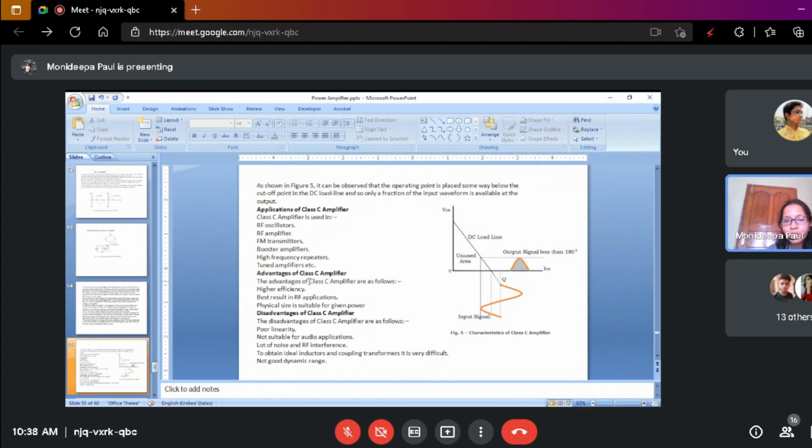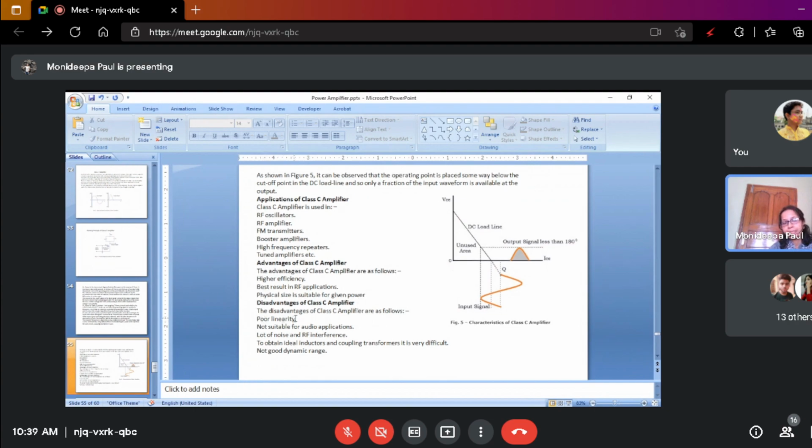Advantages of class C amplifier: higher efficiency, because losses are less, because current is flowing through the output circuit for less than 1/2 of the cycle. Best results in RF applications, because the class C amplifier has a tuned circuit. Physical size is suitable for the given power.